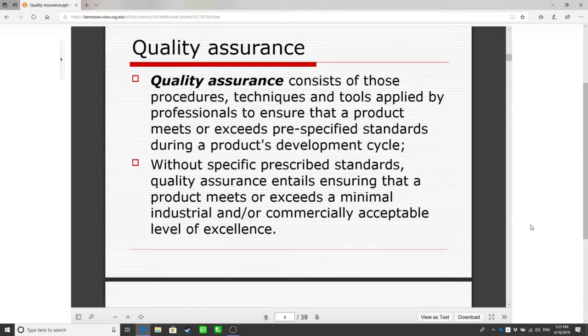And the important thing to do that is we need a standard, right? If we want to measure whether the product meets the expectation or not, what we need is metrics, the standard. How can we do that? Quality assurance entails ensuring that the product exceeds the minimum industry acceptable level of excellence.